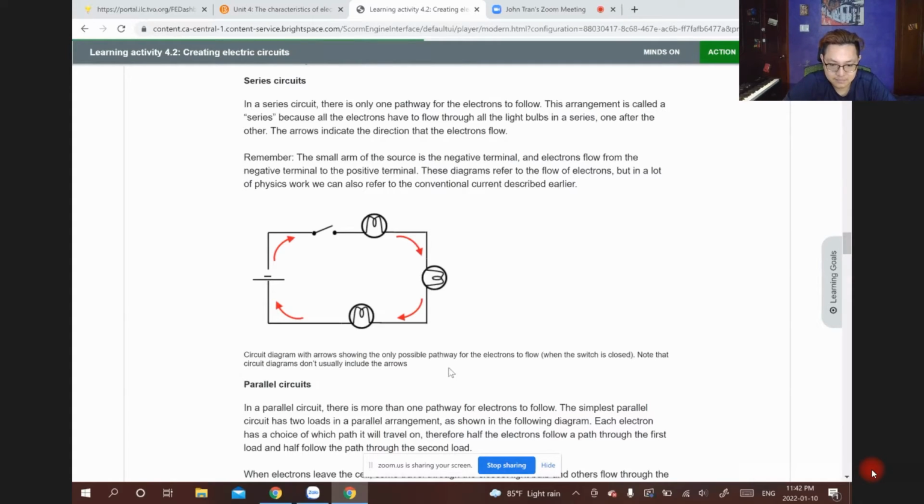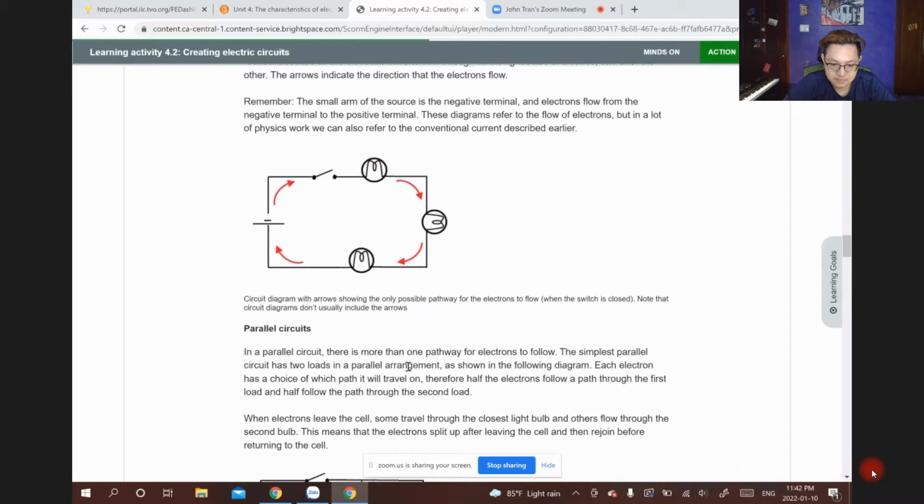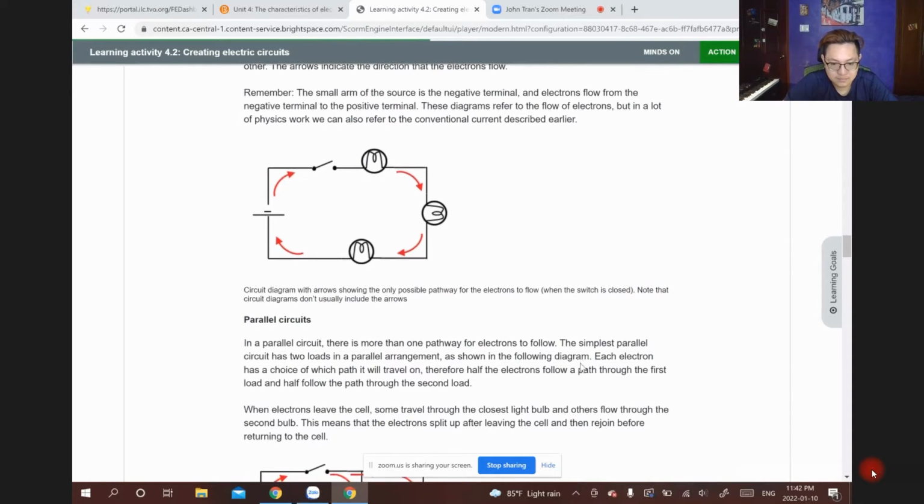Parallel circuit. In a parallel circuit, there is more than one pathway for electrons to follow. The simplest parallel circuits have two loads in a parallel arrangement. As shown in the following diagram, each electron has a choice in which path it will travel on. Therefore, half the electrons follow a path through the first load and half follow the path through the second load.